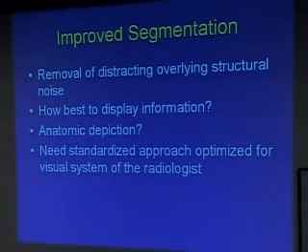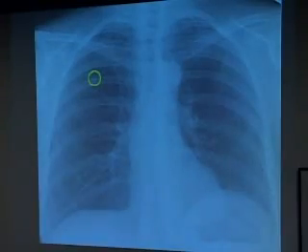Now, improved segmentation. The difficulty when you look at this is how to best display the information that's obtained. Is it better displayed anatomically because that's the way the radiologist is thinking? Is it better displayed in some other fashion? And we don't have the answers for that. What we do need to know, though, is we need a standardized approach that's going to be optimized for the radiologist. If the radiologist is going to do the interpretation, then we need to include him within the system evaluation.